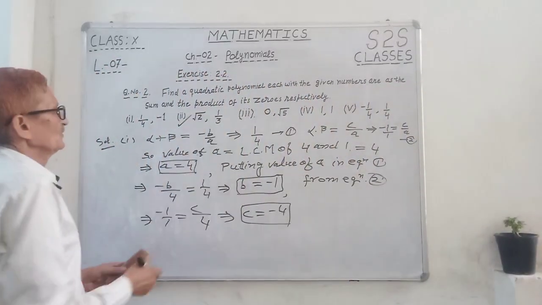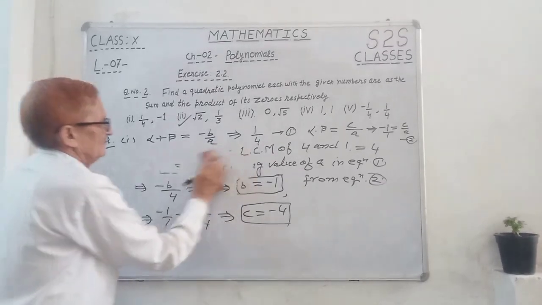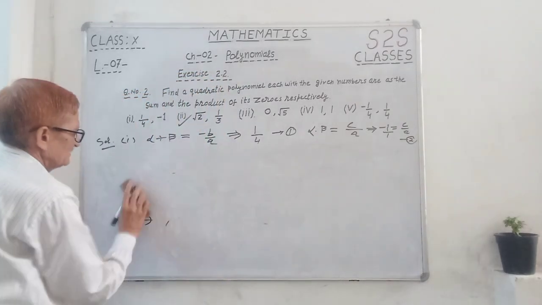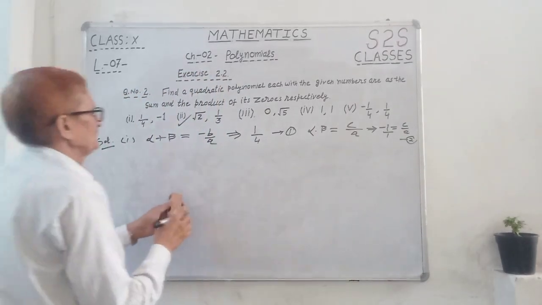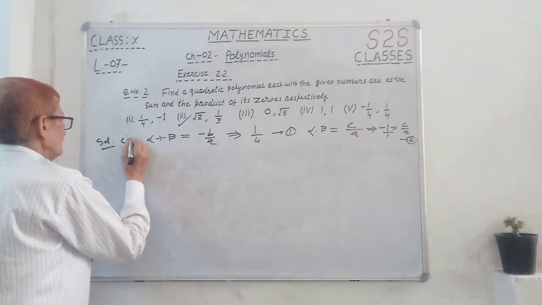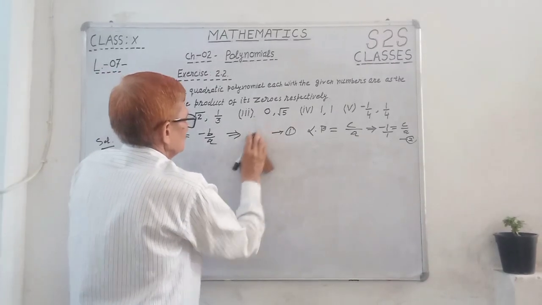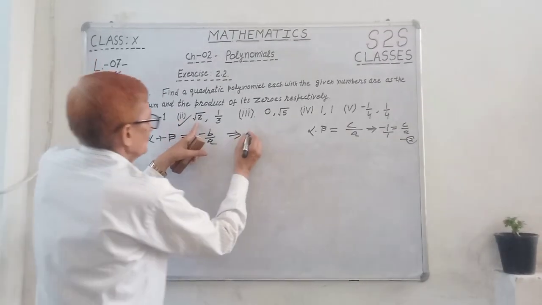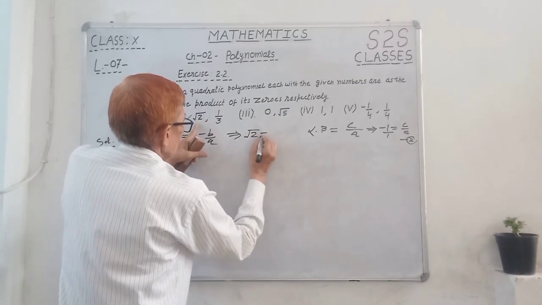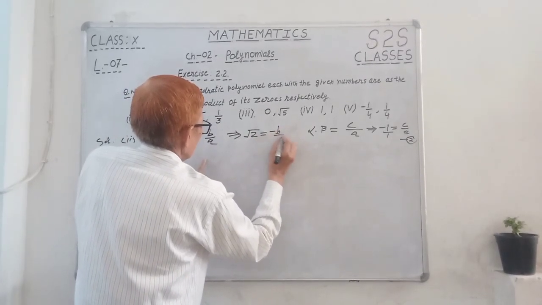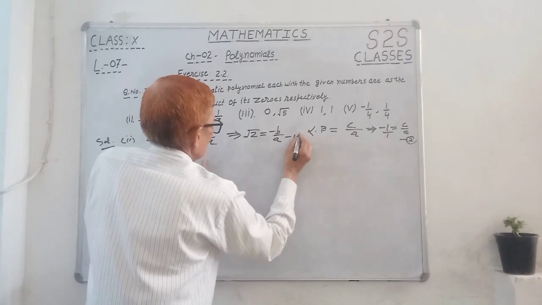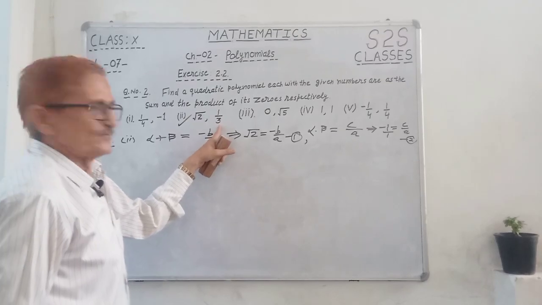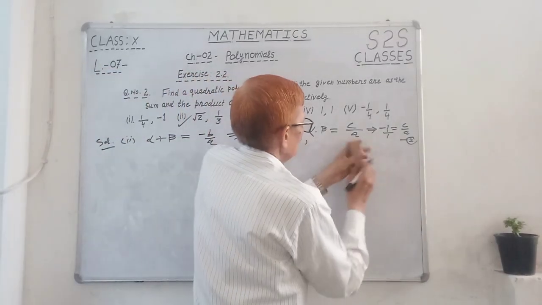Now the next part, the second part, is root 2. Second part, sum is root 2. So write the sum is root 2: alpha plus beta is minus B upon A. In the second part, how much is given for the sum of the zeros alpha plus beta? The value is root 2. Then put root 2 is equal to minus B upon A. This is equation 1. Now alpha into beta is C upon A, the formula, and this is given as 1 upon 3 in the second part.